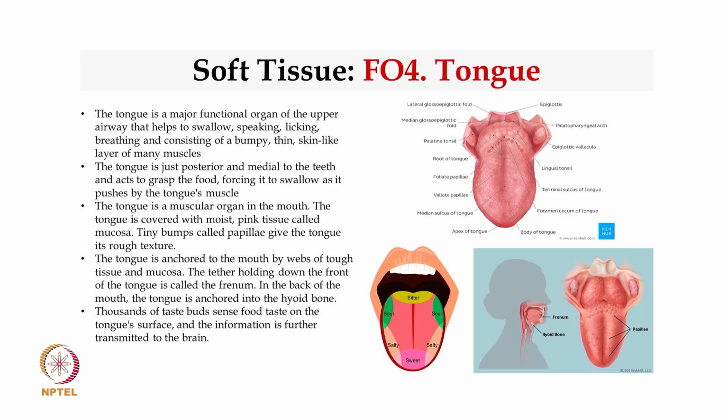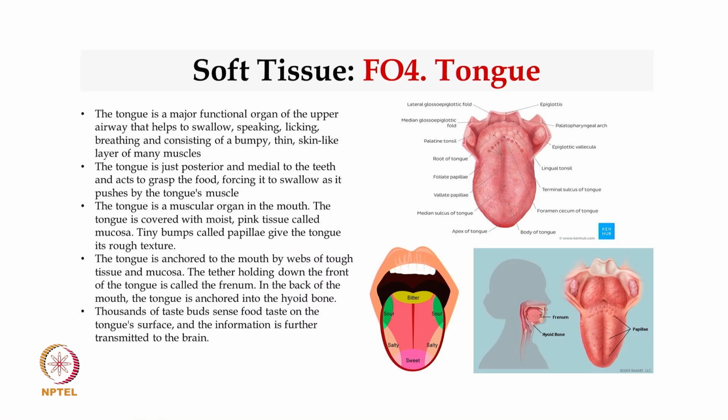The tongue is just posterior and medial to the teeth and acts to grasp the food. Posterior is on the back side and medial is somewhere on the other side. These are anatomical terms I'm going to skip for now, right? It acts to grasp the food, forcing it to swallow as it gets pushed by the tongue's muscle, right? So the tongue lets you swallow.